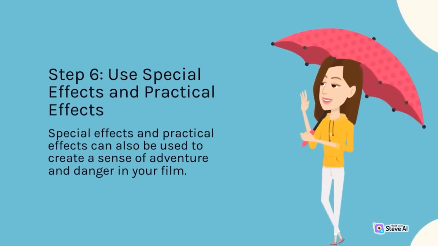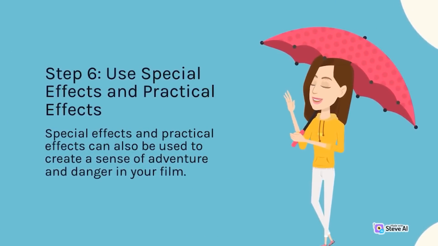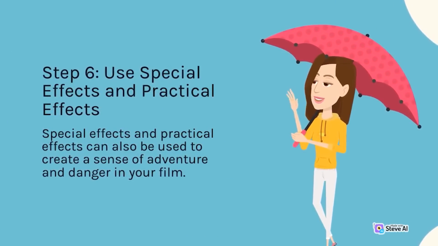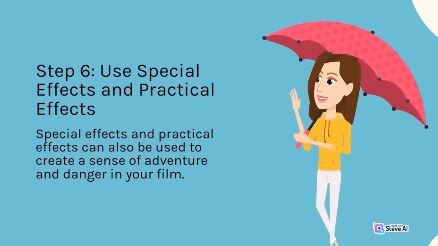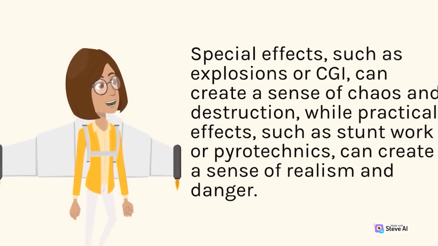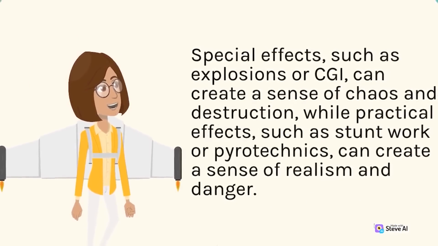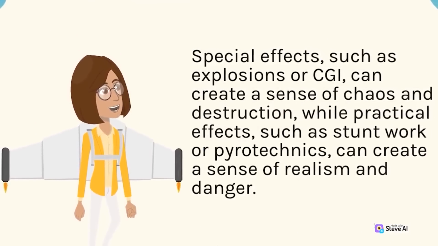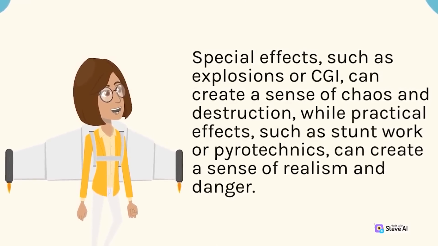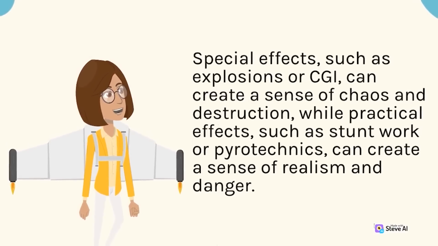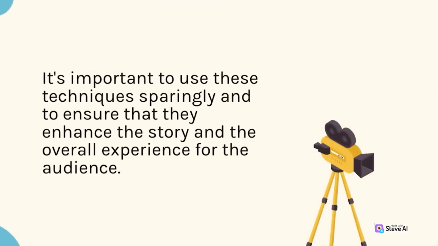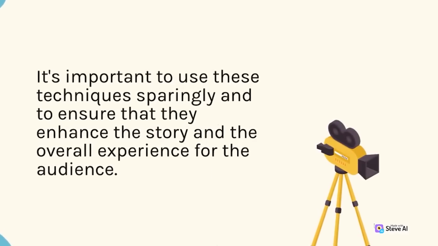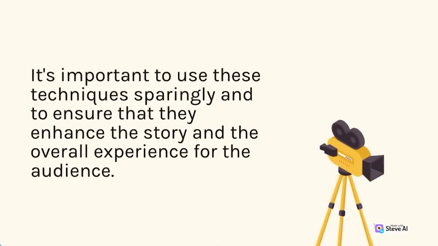Step 6. Use special effects and practical effects. Special effects and practical effects can also be used to create a sense of adventure and danger in your film. Special effects, such as explosions or CGI, can create a sense of chaos and destruction, while practical effects, such as stunt work or pyrotechnics, can create a sense of realism and danger. It's important to use these techniques sparingly and to ensure that they enhance the story and the overall experience for the audience.